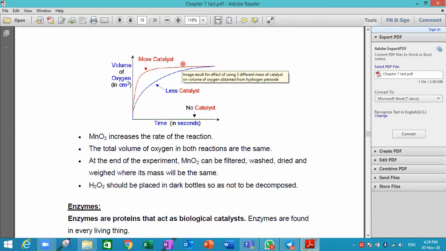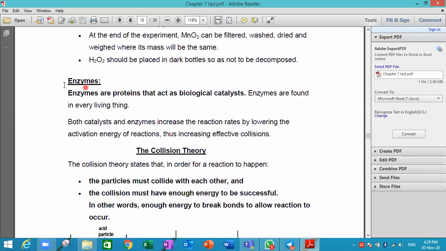Of course, as you know, enzymes would do the same thing as catalysts, but we call them biological catalysts as enzymes increase the rate of the reactions that happen inside the body by providing active sites for reactants to come and react with, and of course to form the product.